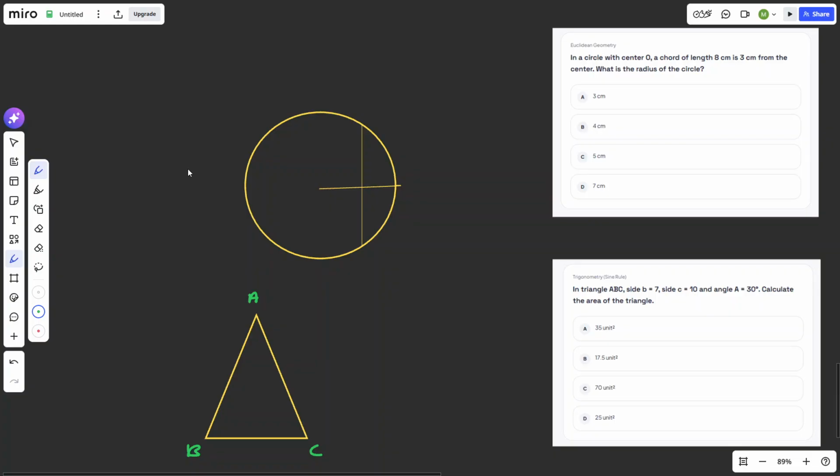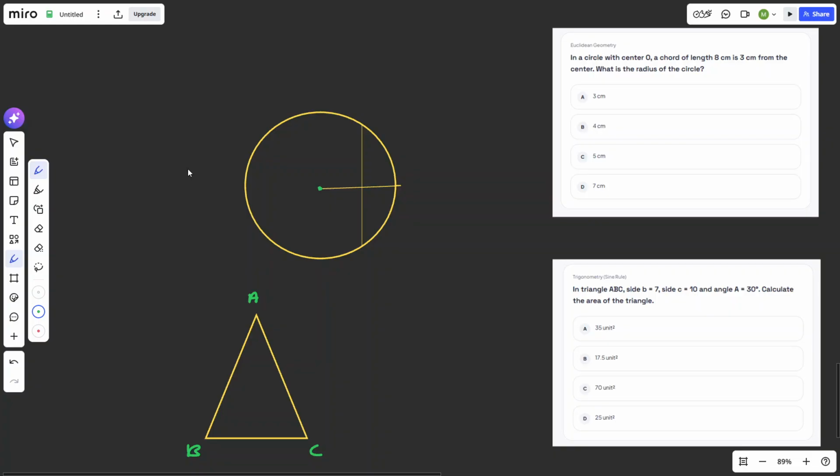So in the first question, we are given a circle with center O, and a chord of length 8 centimeters that is 3 centimeters from the center. What is the radius of the circle? So if we check here, right, we've got a chord. So what is a chord? That's an important concept for you to understand.